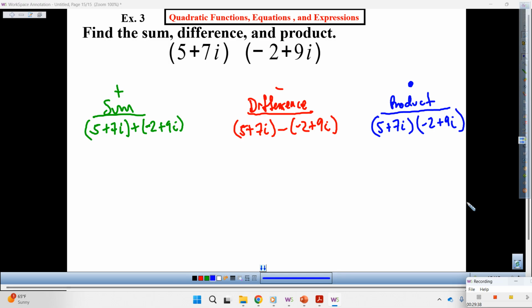So, was it enough practice on the warm-ups to get you to this part? Yes, right? Okay, good. Let's go with the sum. Gabriel, what'd you get for the sum? 3 plus 14i. 3 plus 16i. 16i. Hands if you got that. That is correct. How about the difference?